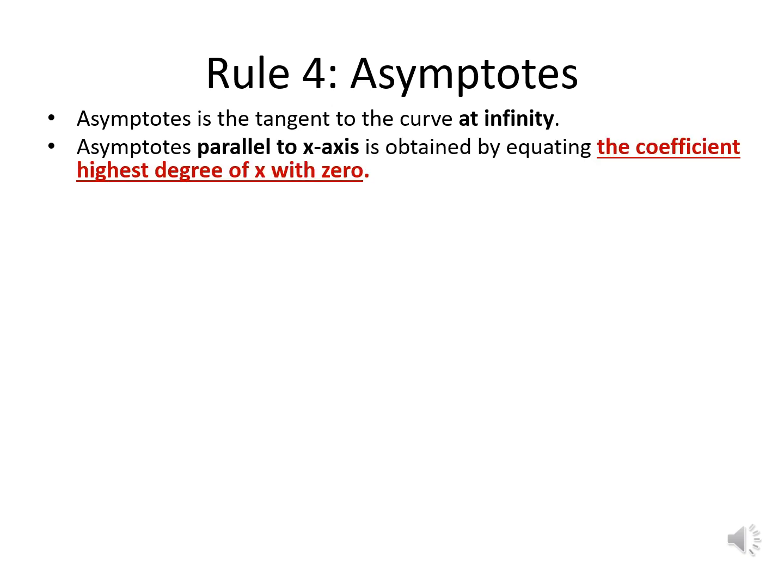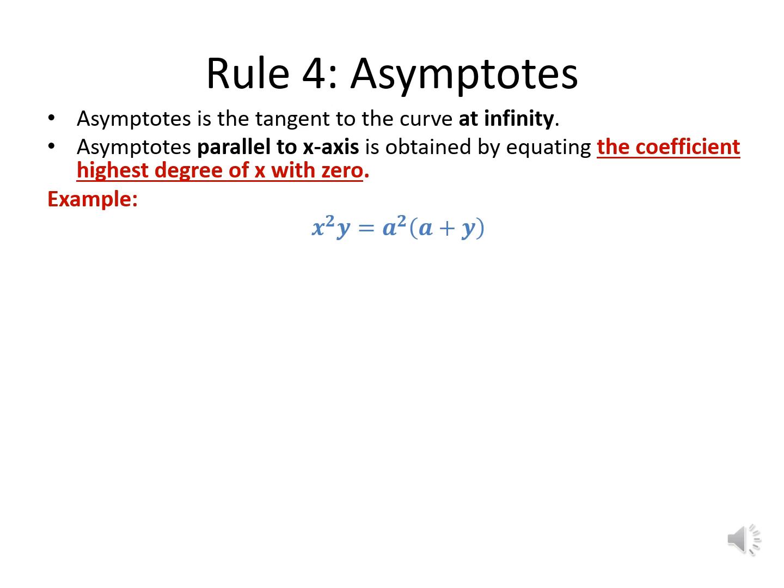Now, rule number 4, that is asymptotes. Asymptotes are the tangents to the curve at infinity. That means it is a tangent which touches the curve at infinity. Here we will find two types of asymptotes: one is parallel to the x-axis and the second is parallel to the y-axis. If we want to find asymptotes which are parallel to the x-axis, then we have to put the coefficient of the highest degree of x equal to 0.